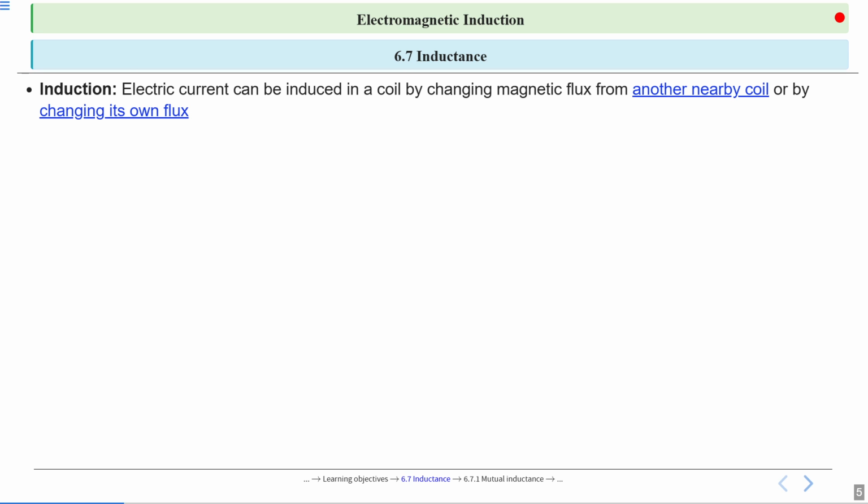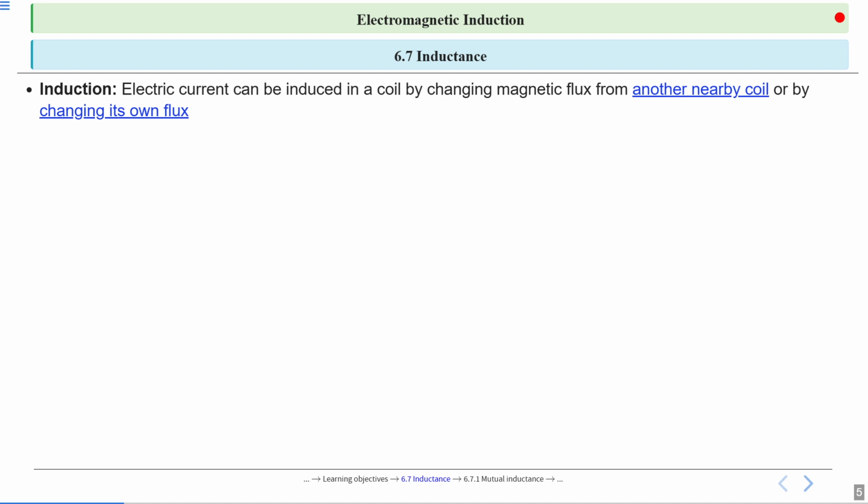So what is induction? We are discussing electromagnetic induction. Induction means to induce something; we are inducing the EMF. Electric current can be induced in a coil by changing magnetic flux from another nearby coil or by changing its own magnetic flux.